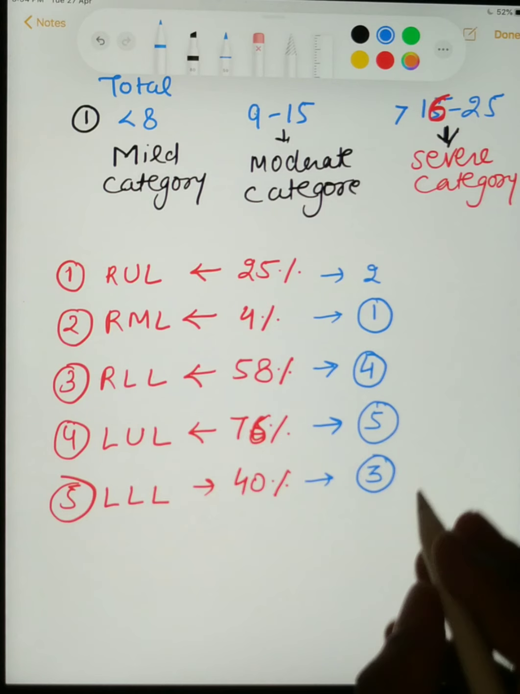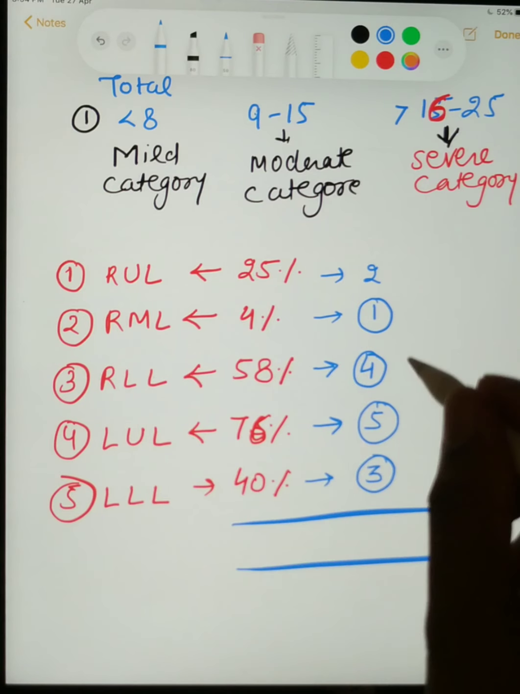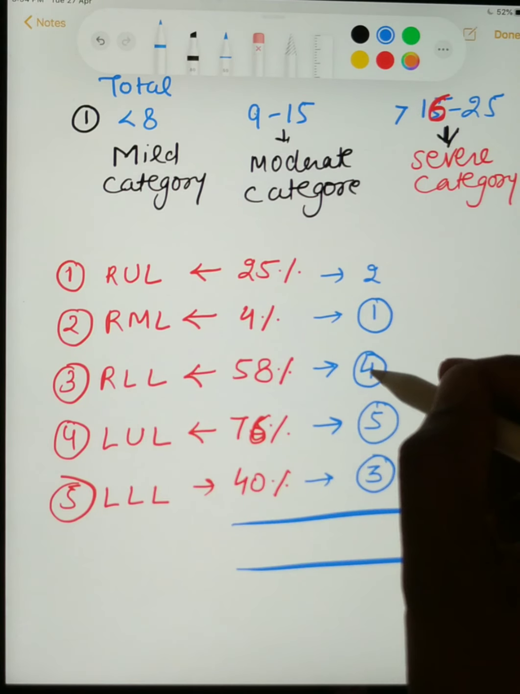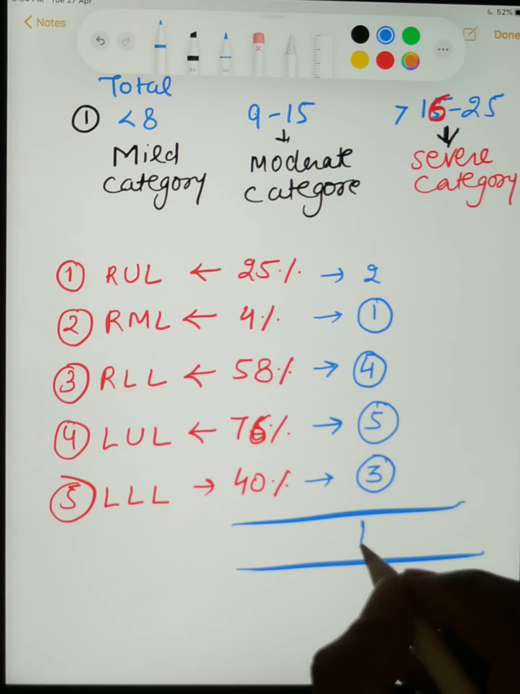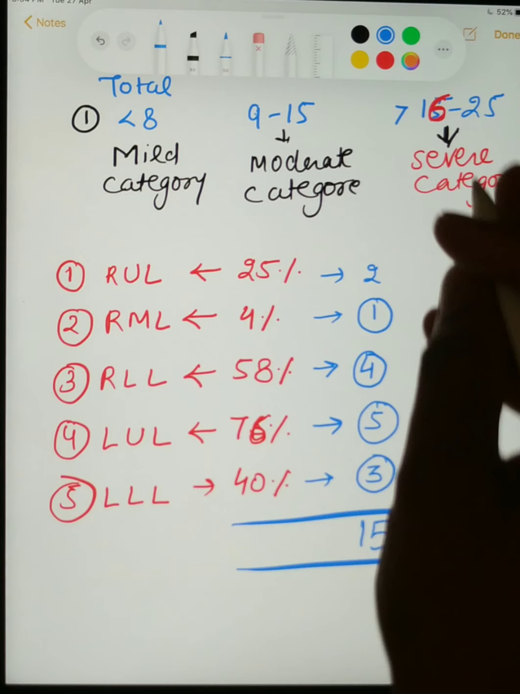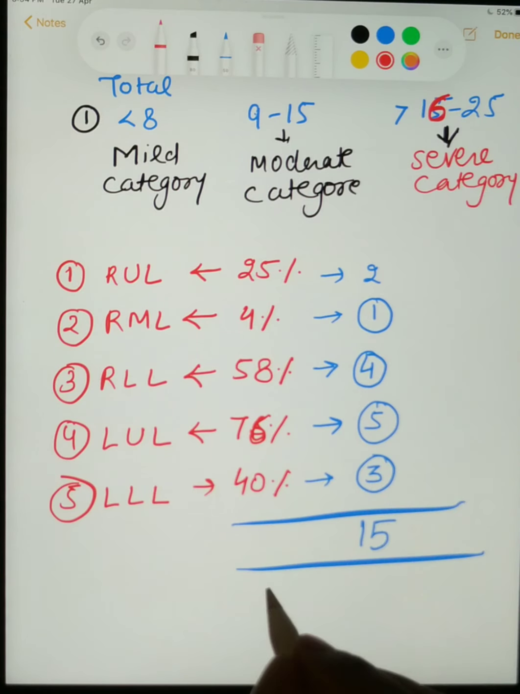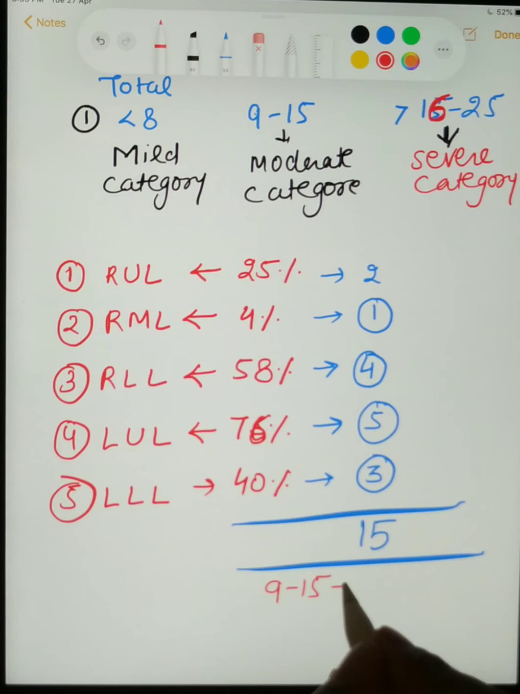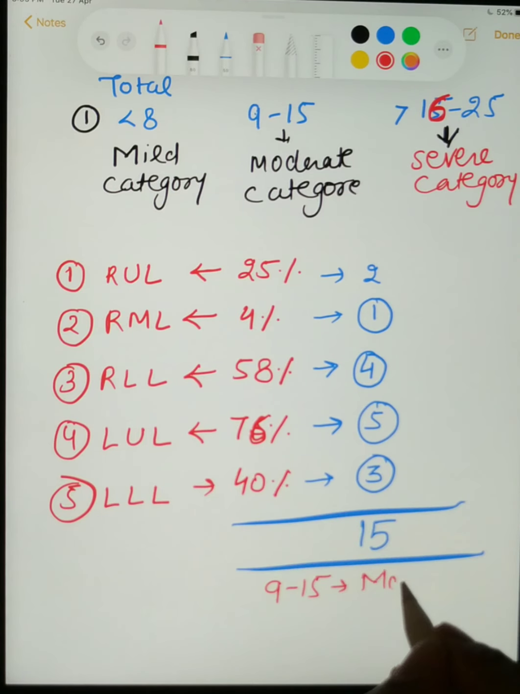So if we add all these values, total score comes 15. So it comes in the category of 9 to 15. So it comes in moderate category.